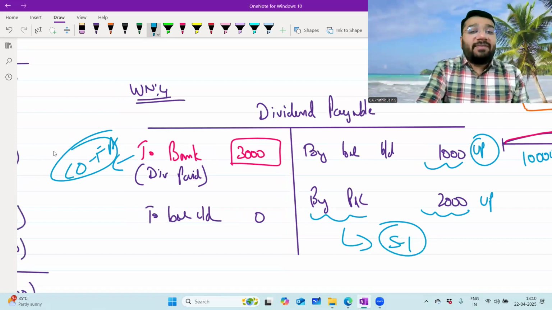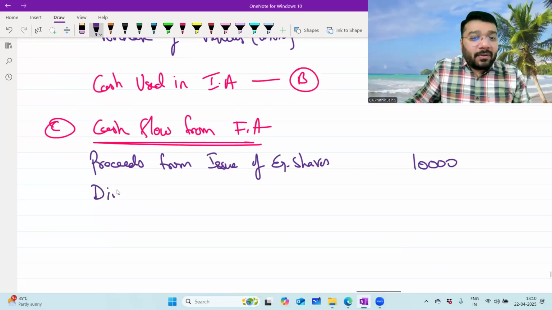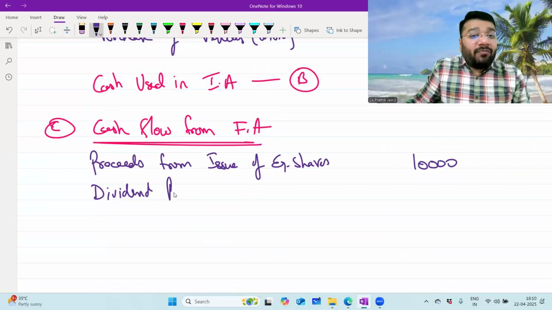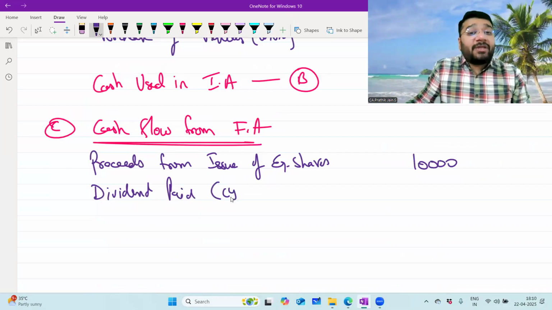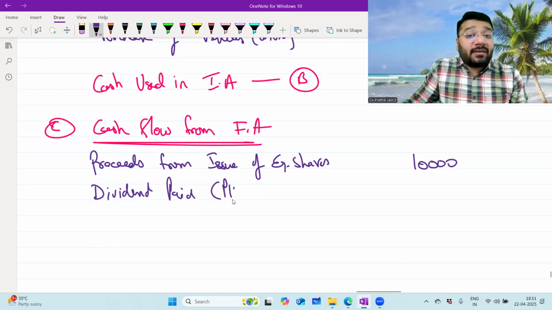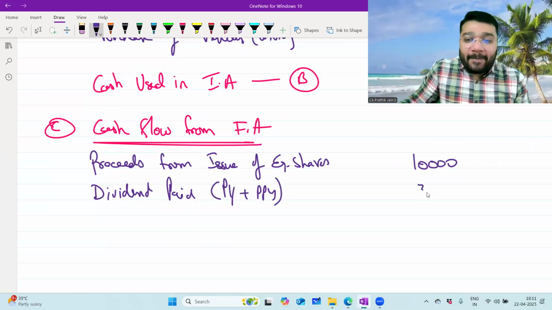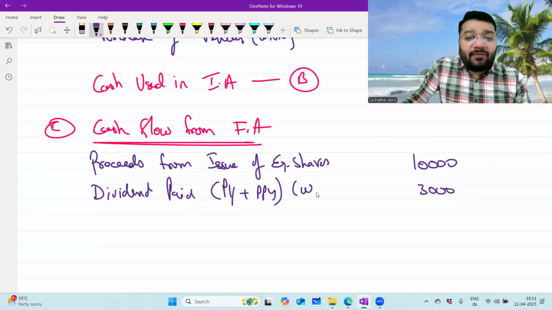So now 3000 is dividend paid. So come back here. Dividend paid. Of which year? Normally it should be of previous year. But in this question also it is previous to previous year also. How much totally? 3000. Working note number 4.